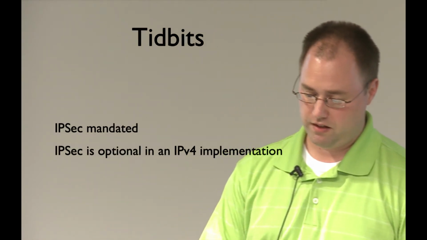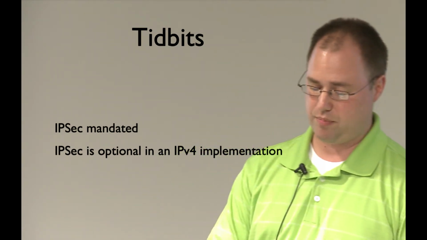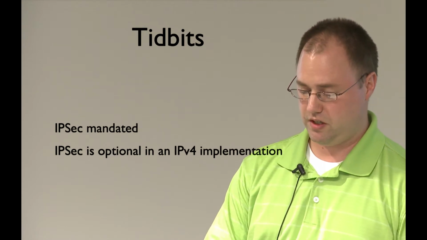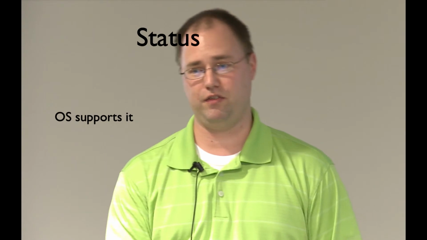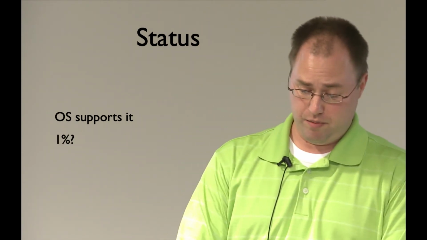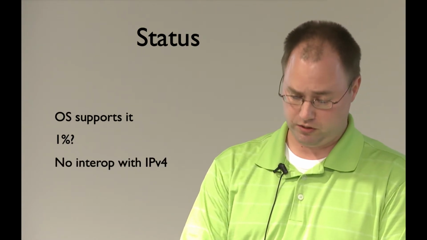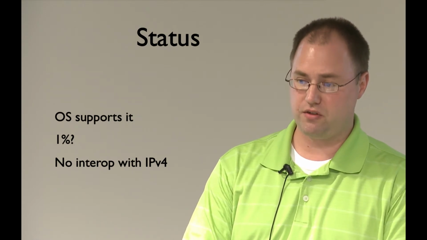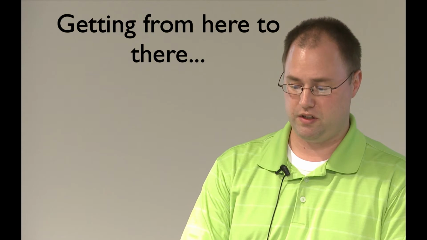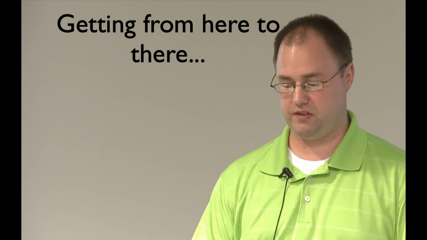I already mentioned this in the earlier talk, but one of the differences is that IPsec is mandated in V6, whereas it's optional in V4. Your operating system, unless you are using something obscure, supports IPv6 already. The amount of internet traffic that's going over V6 native is really, really small. And another important thing to remember about V6 is that there's no interop with V4, right? So they're completely separate networks. There's an IPv4 network and an IPv6 network.